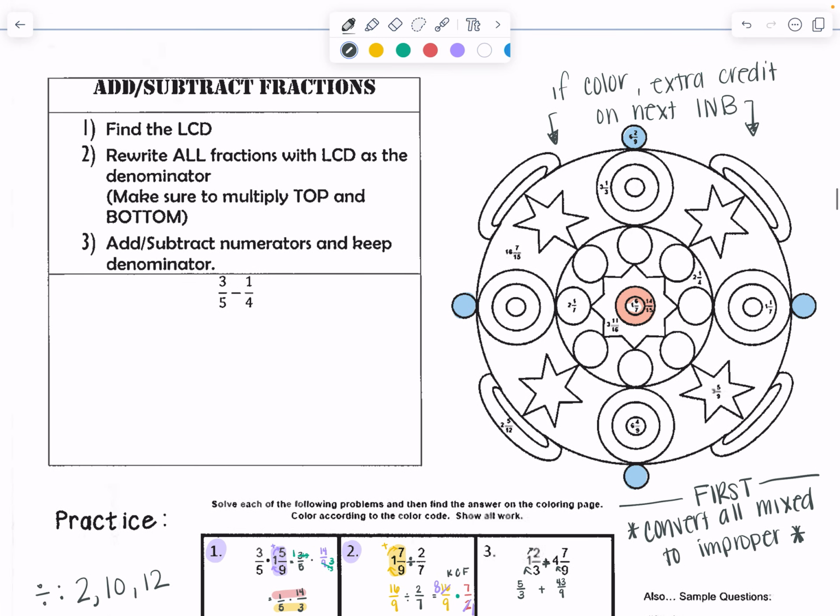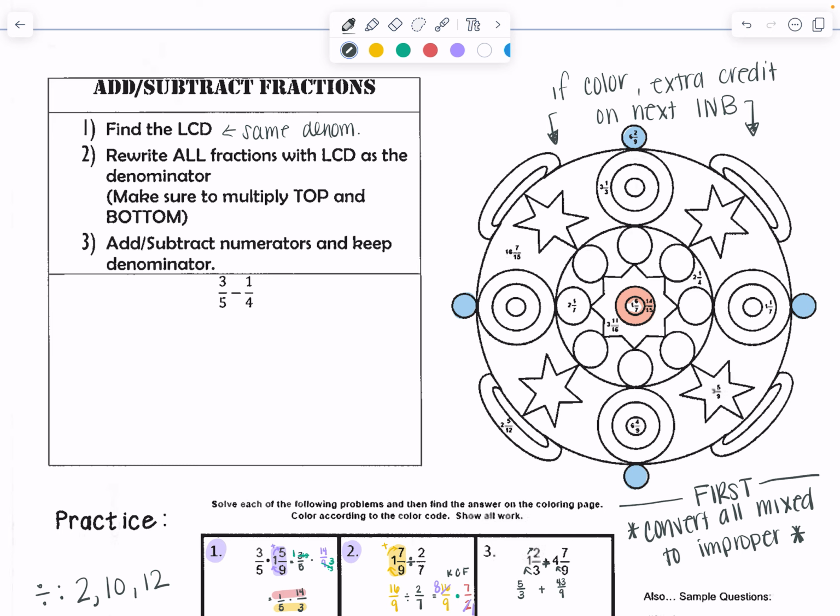So when I'm adding and subtracting fractions, I need to find the least common denominator and then rewrite those fractions with the same LCD. So you can only add and subtract fractions that have the same denominator. So the goal of this is to get the exact same denominator for both fractions. If they don't have the same denominator, then you must make them match.